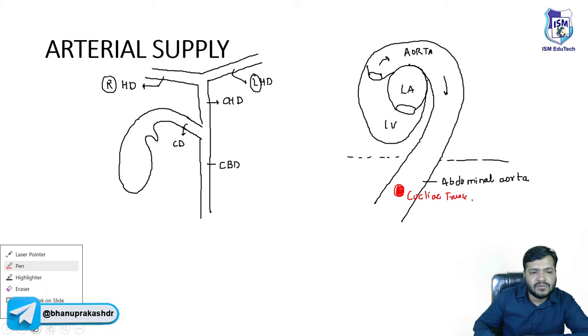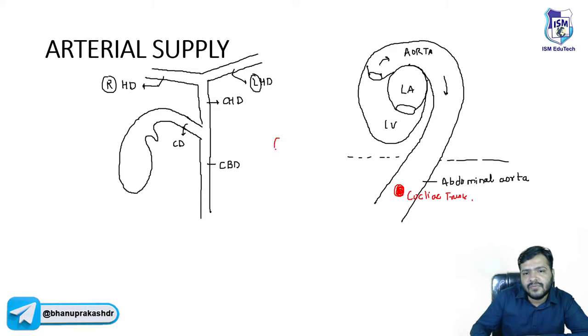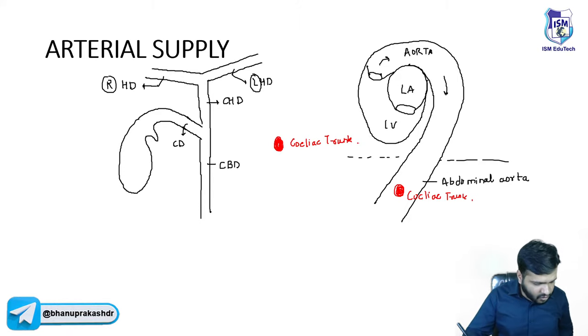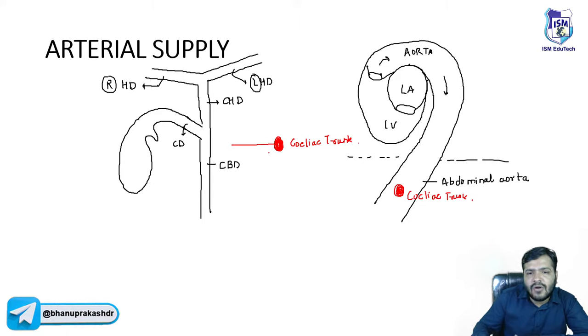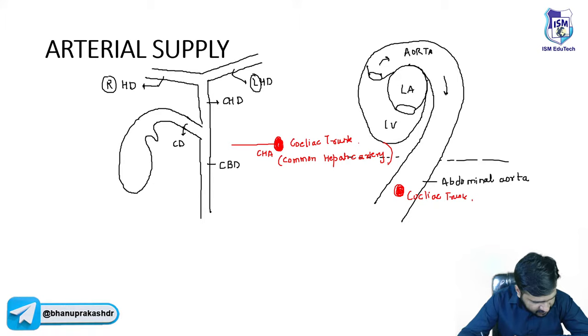Okay. So yes, I'm taking the celiac trunk over here. Yes, Kriti, very good. It is the common hepatic artery, beta. So yes, you already know it will give one branch, and that branch is called the common hepatic artery. So what is CHA? It is the common hepatic artery. Yes, everyone is right. Sanjana, very good. Karima, very good.